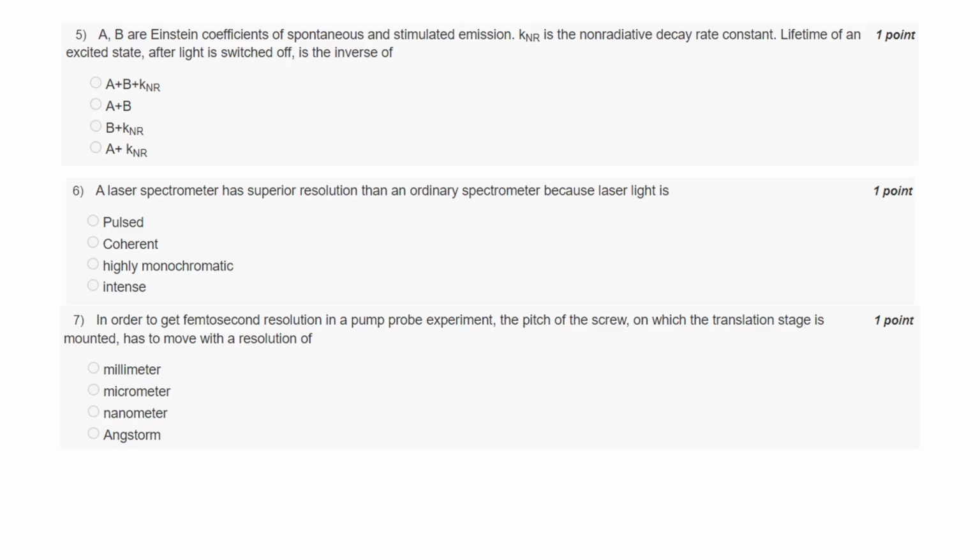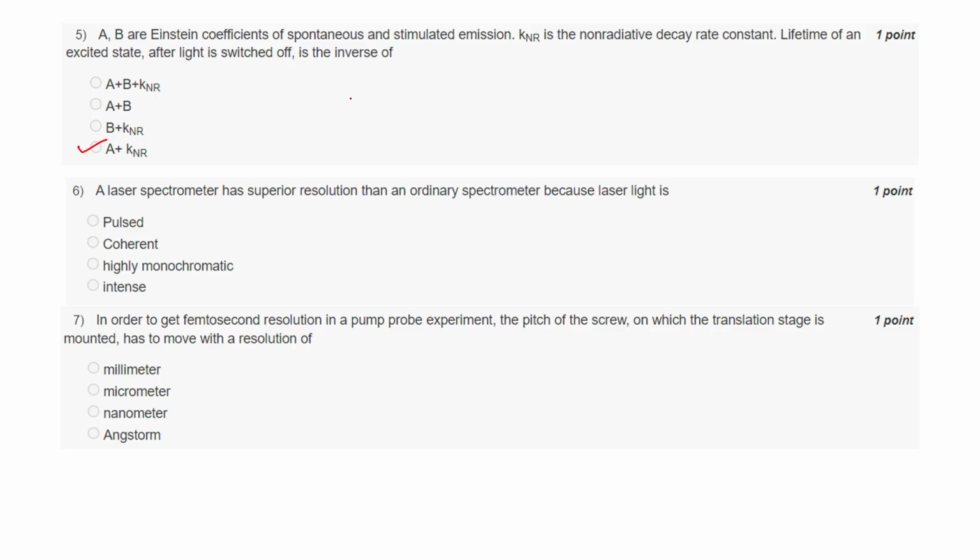Why would B not be there? Because the stimulated part is not there. That's why, the light is switched off. If the light is on, then it would have been A plus B plus KNR. So this is the right option here.